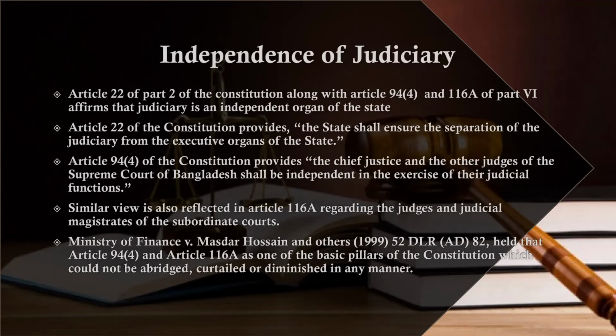One of the key concerns of our Constitution regarding the judiciary is its independence. The Constitution has established it as an independent organ of the state, as Article 22 of the Constitution provides. The state shall ensure the separation of the judiciary from the executive organs of the state. Moreover, Article 94, Clause 4 of the Constitution states that the Chief Justice and the other judges of the Supreme Court of Bangladesh shall be independent in the exercise of their judicial functions. The same view is also reflected in Article 116A regarding the judges and judicial magistrates of the subordinate courts.